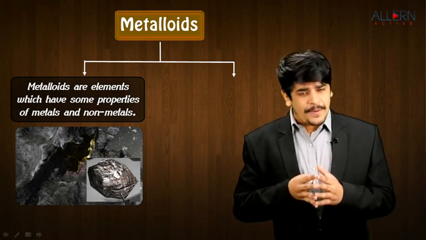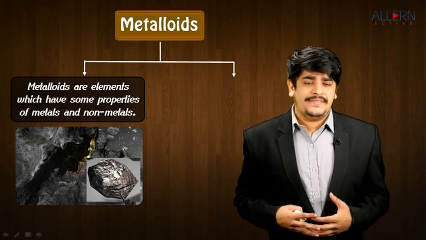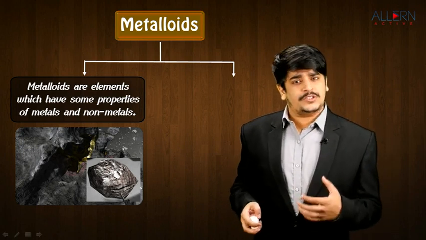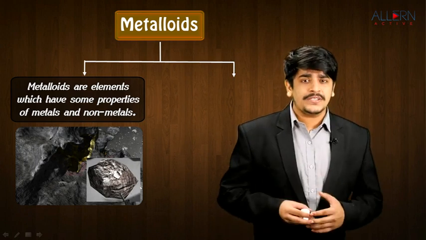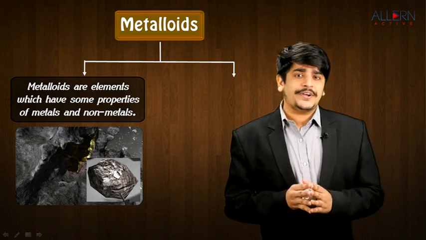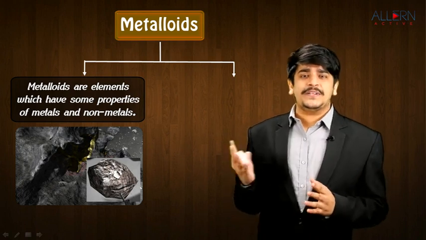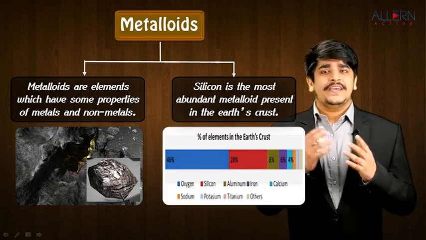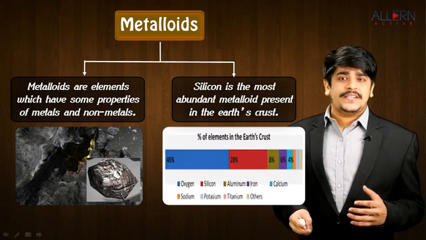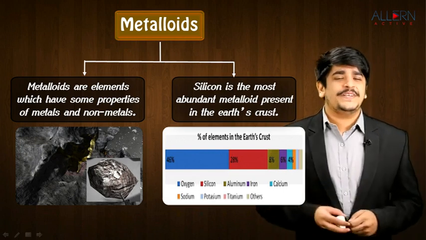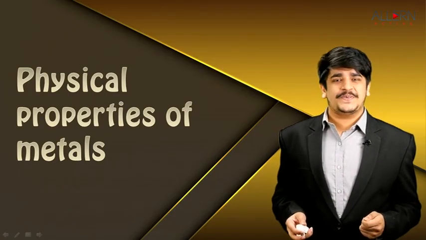For example, one must understand that we will study in this particular module that metals are extremely good conductors of electricity and non-metals are extremely bad conductors of electricity. Metalloids will have a conduction of electricity which is less than metals, but definitely still more than non-metals. In a similar fashion, one must understand that silicon is actually the most abundant metalloid which is present in the Earth's crust.